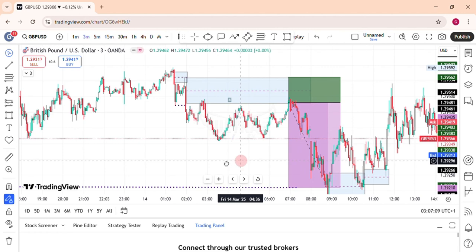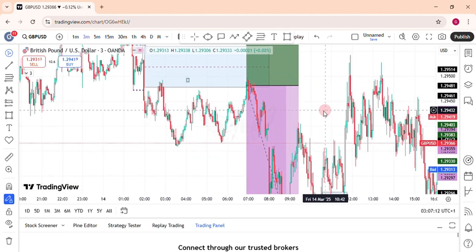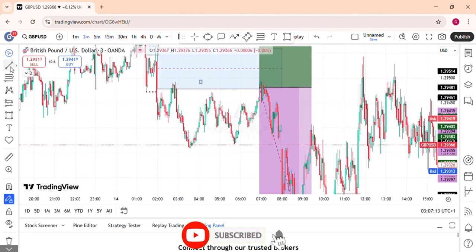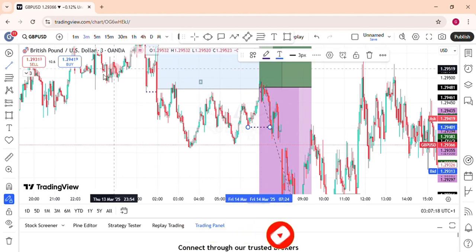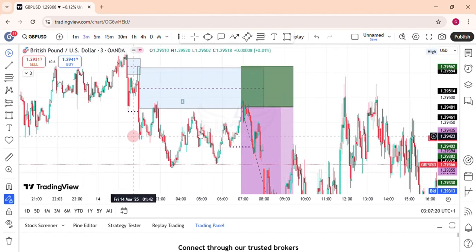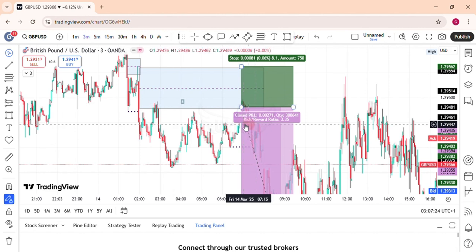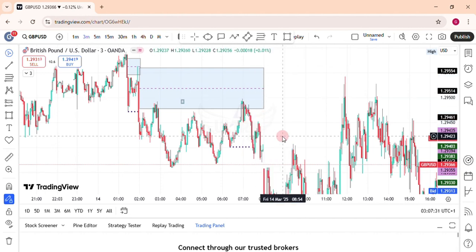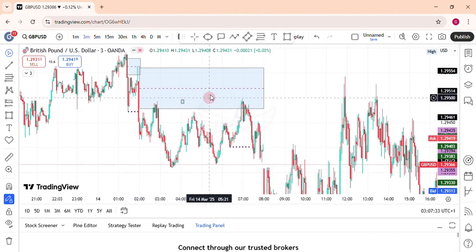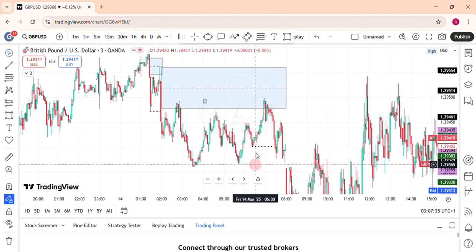So this should be a second entry here. So we have a break of market structure here, and since price tapped into a fair value gap here, well, let me take this one out first to show you our second entry. Price tapped into this fair value gap here and created for us a break of market structure right here. You can see how price closed below this low here.